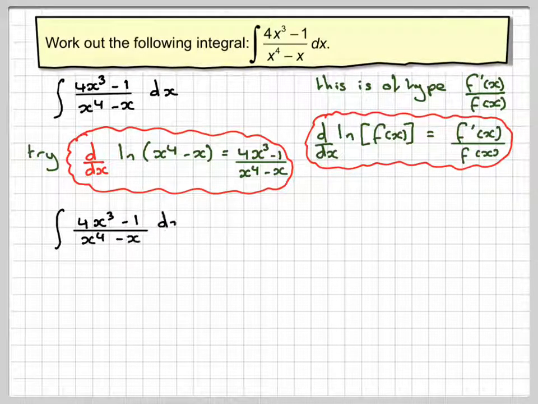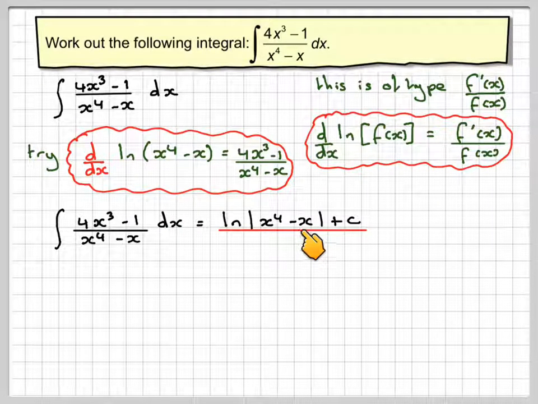So the integral of 4x cubed minus 1 over x to the fourth minus x dx is going to be ln of x to the fourth minus x plus c.